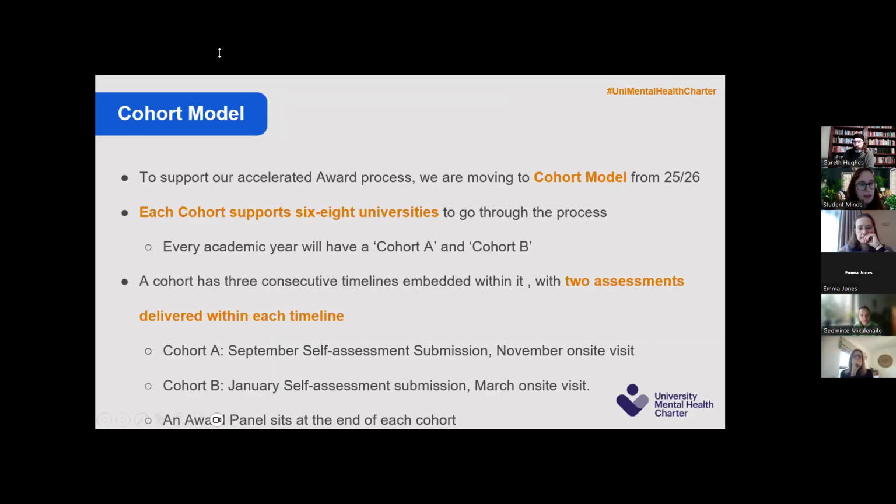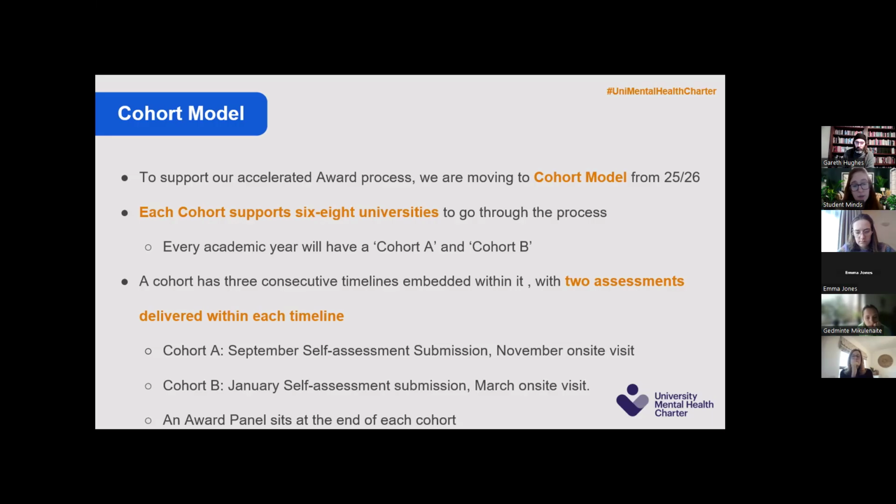And then to the cohort model. To support our accelerated award process, we have moved to a cohort model. It's been quite a small pilot this year, but it's full cohorts from 25-26. Each cohort supports 6 to 8 universities. So in cohort A, we will have hopefully 6 universities, and this will expand to 8 by cohort B. They're run twice a year.